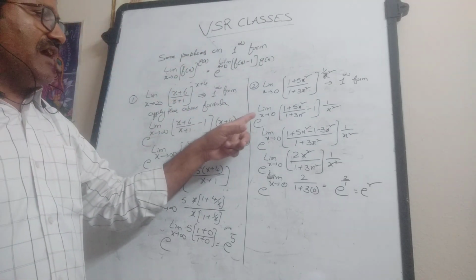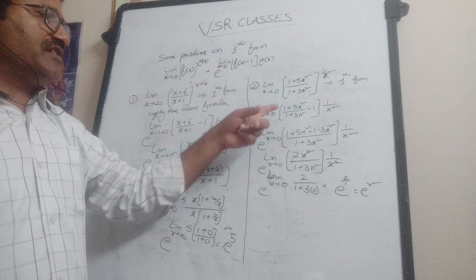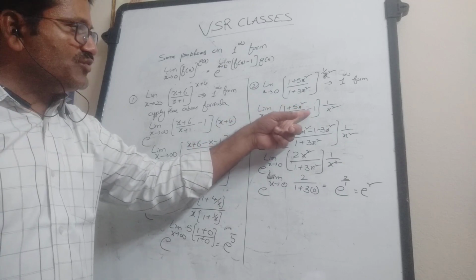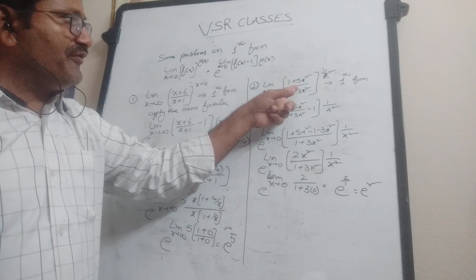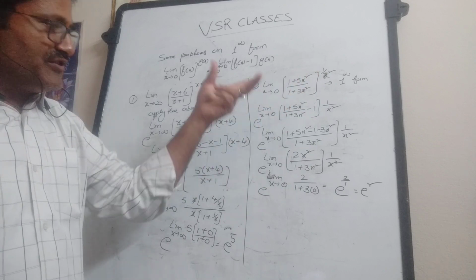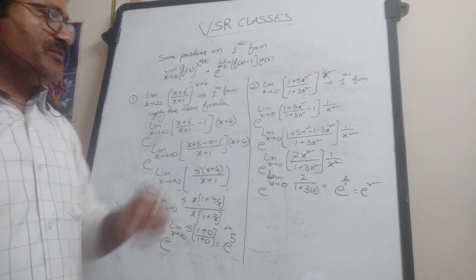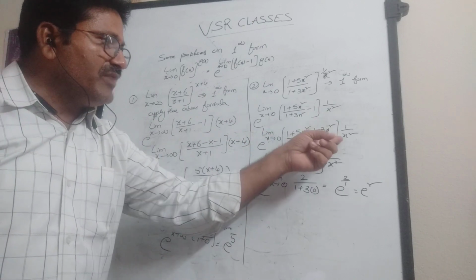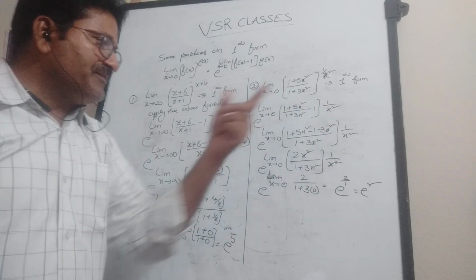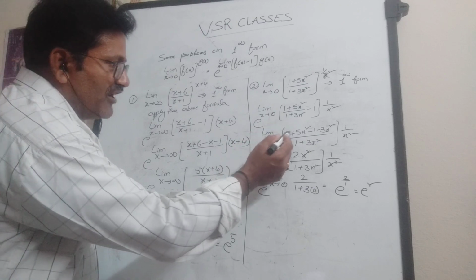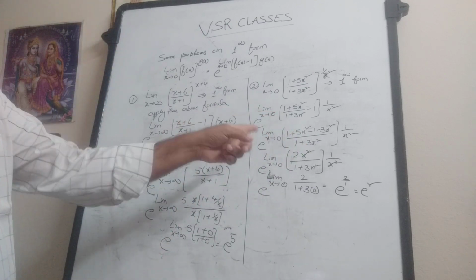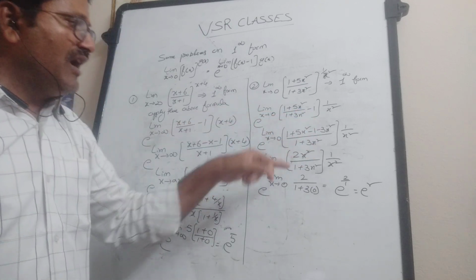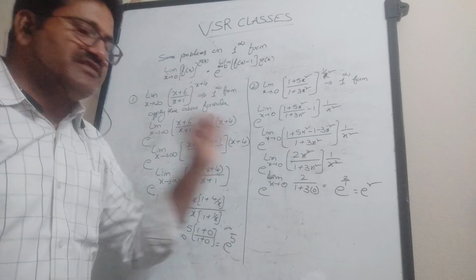e power limit x tends to 0 of (1 plus 5x square by 1 plus 3x square minus 1). Now this is a function f of x and this is a function g of x, which is 1 by x square. If you substitute, it is 1 plus 5x square minus 1 minus 3x square divided by 1 plus 3x square, into 1 by x square. Here 1 will be cancelled by multiplying with the minus sign, and we get 2x square by 1 plus 3x square.